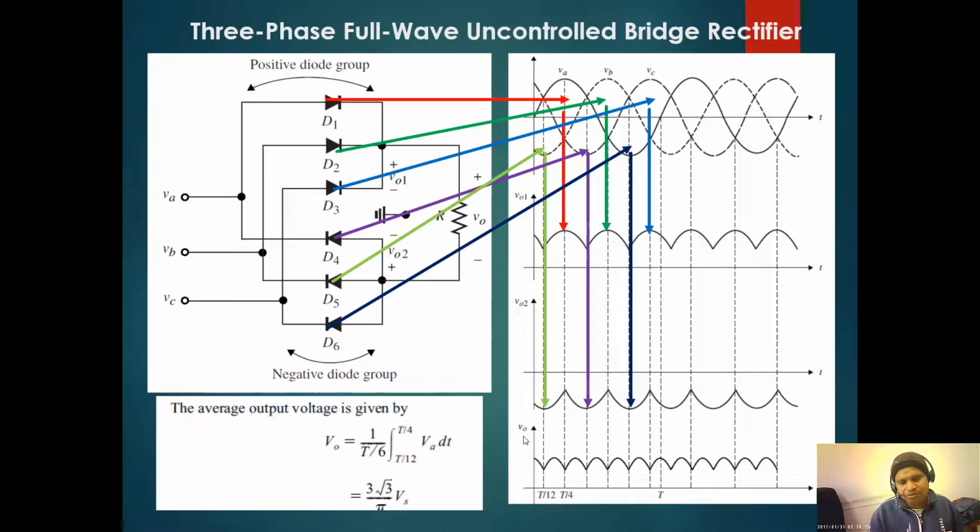The output voltage has 6 pulses per cycle. You can find the average output voltage from here, which is nothing but 3√3 by pi into Vm or Vs.